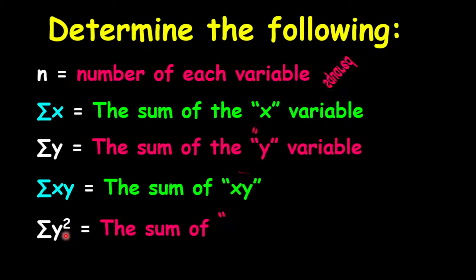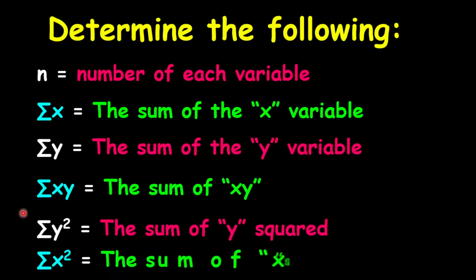You also have the sum of y squared, which means you're going to square the y values and then add up all those values. You also have the sum of x squared, which means you're going to square x and add up all those values.